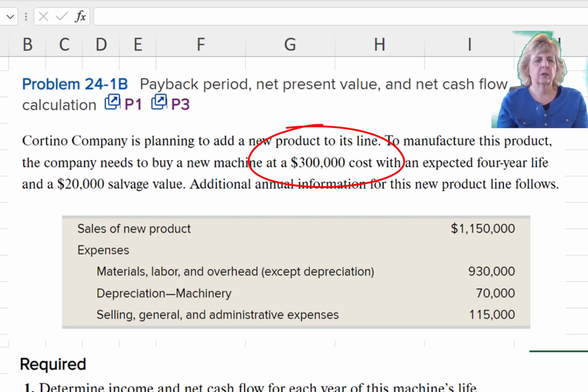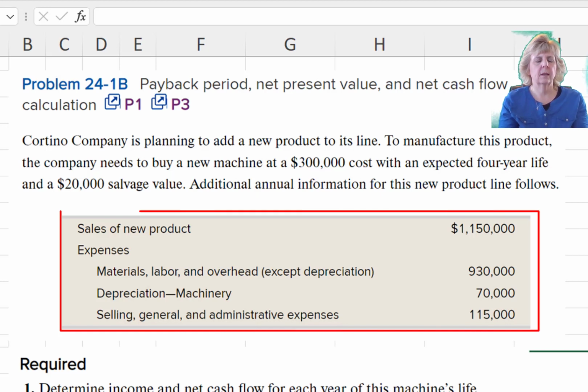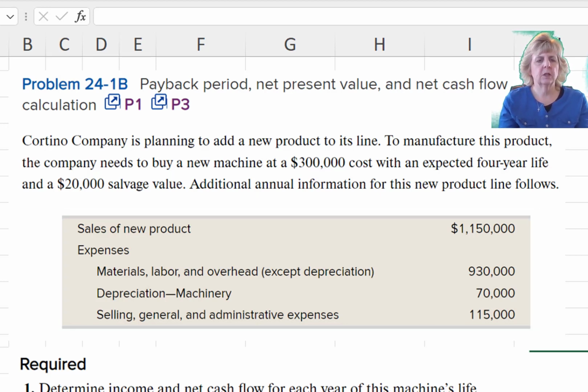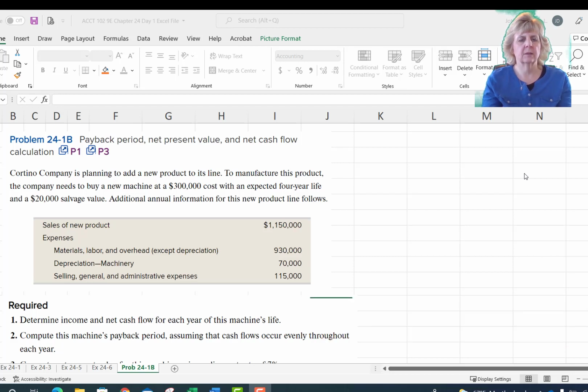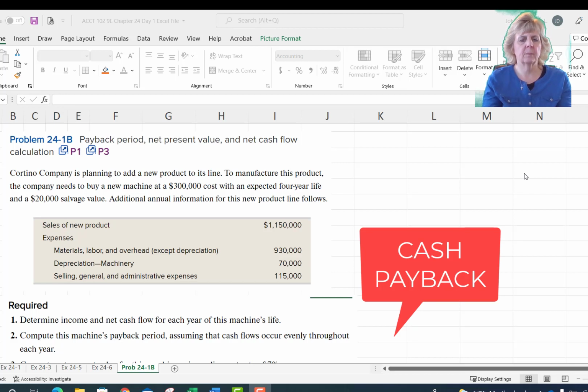It has an expected 4-year life and a $20,000 salvage value. Additional annual information, annual is the keyword, it means that we're getting that amount each year, for this new product line is as follows. They give you the information in the box, and they ask you to do 3 things. Requirement number 1 says determine income, that would be net income, as well as net cash flow for each year of the machine's life. And then number 2 says compute the machine's payback period.